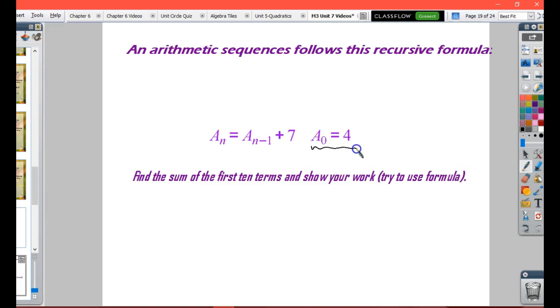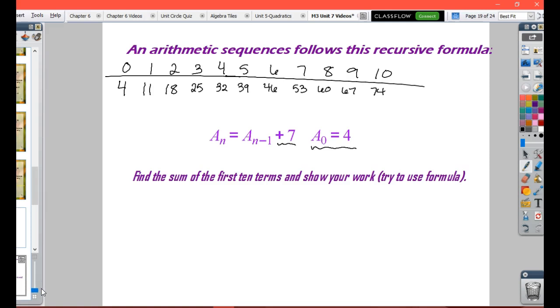This says a sub 0 is 4. Well, if I was making a table, my 0 term would be 4. My 1 term would be, well, this equation says my next equals now plus 7. So we're adding 7 every time. So 7 plus 4 would be 11. My second term would be 18, and so on.